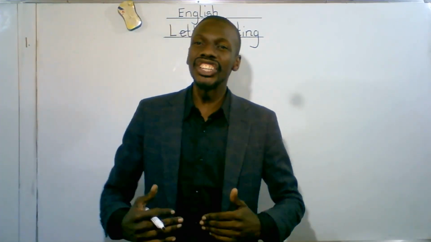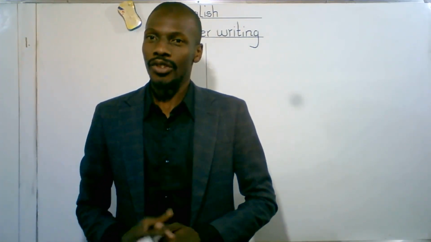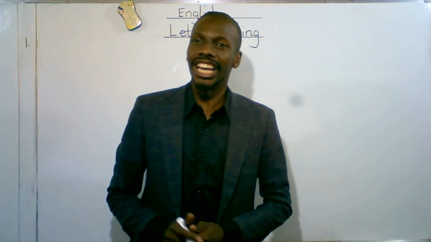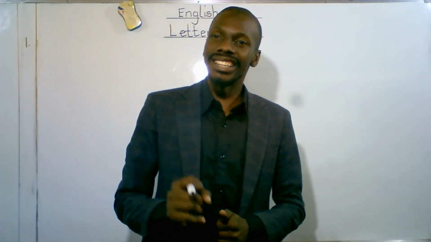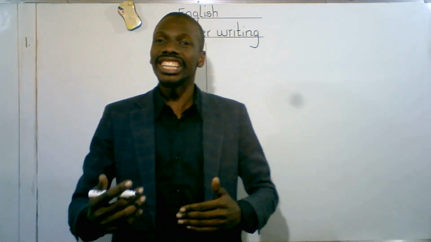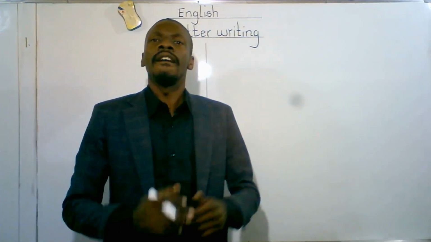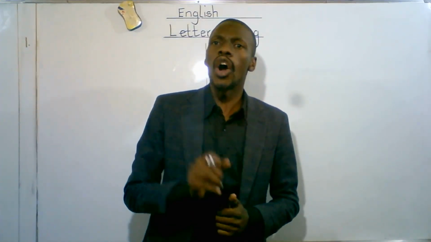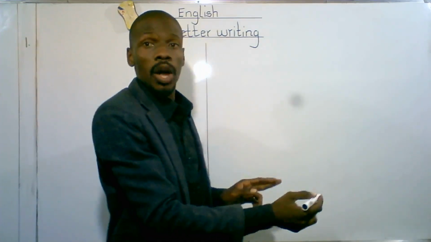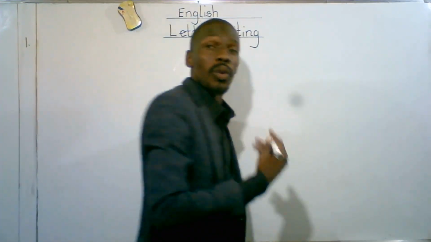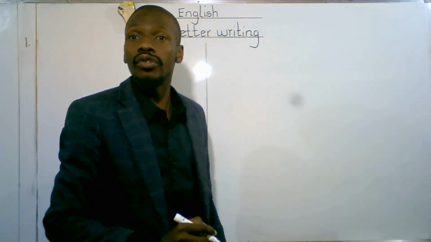So what are some of the features that should be in a formal letter? Very good. One of the first features that should be in a formal letter is the sender's address, the person writing the letter. The sender's address is on the top right corner of the paper. So if this is my paper, my address, if I'm the one writing the letter, is going to be on the top right of the paper.